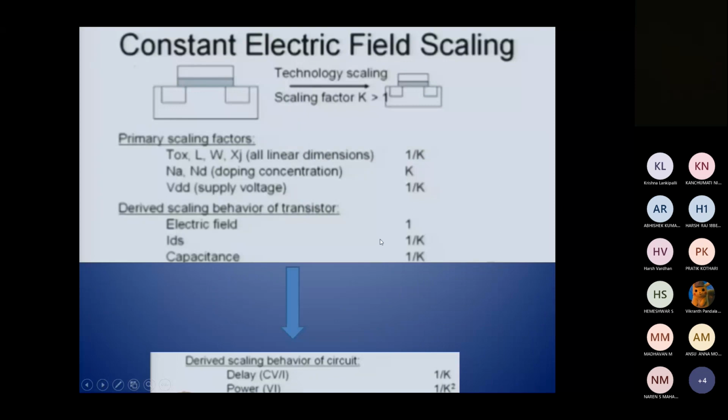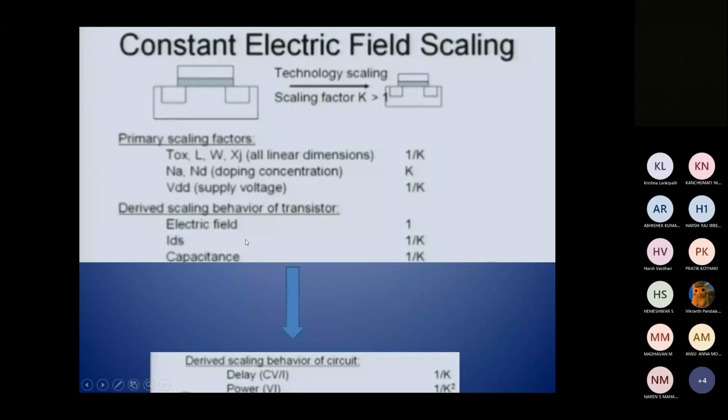In this case also, the electric field has to be constant because the supply voltage is reduced by k and the linear dimension is also reduced by k. That is why the electric field has to be constant. Similarly, the drain current has to be reduced by k. Let's say in the bigger-dimension MOS device our drain current is ID. Then our drain current has to be divided by k.